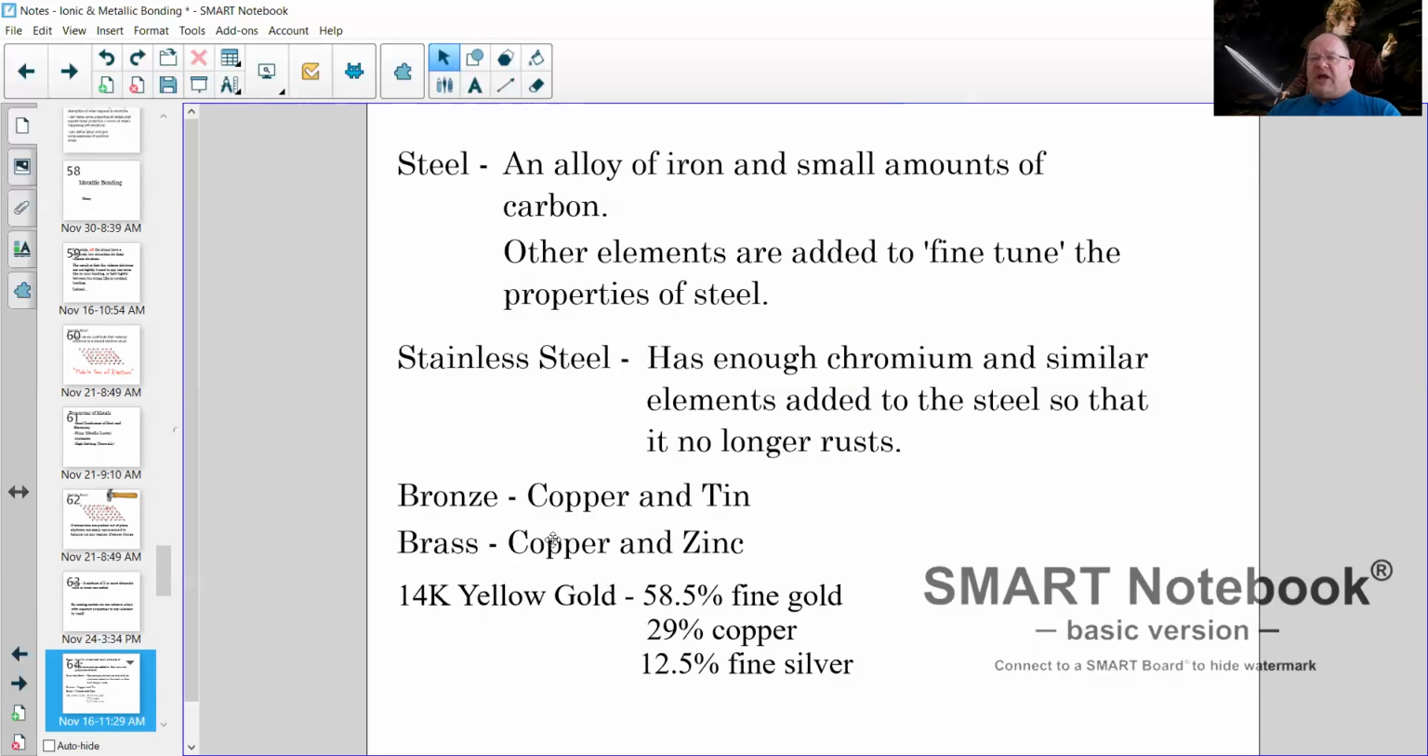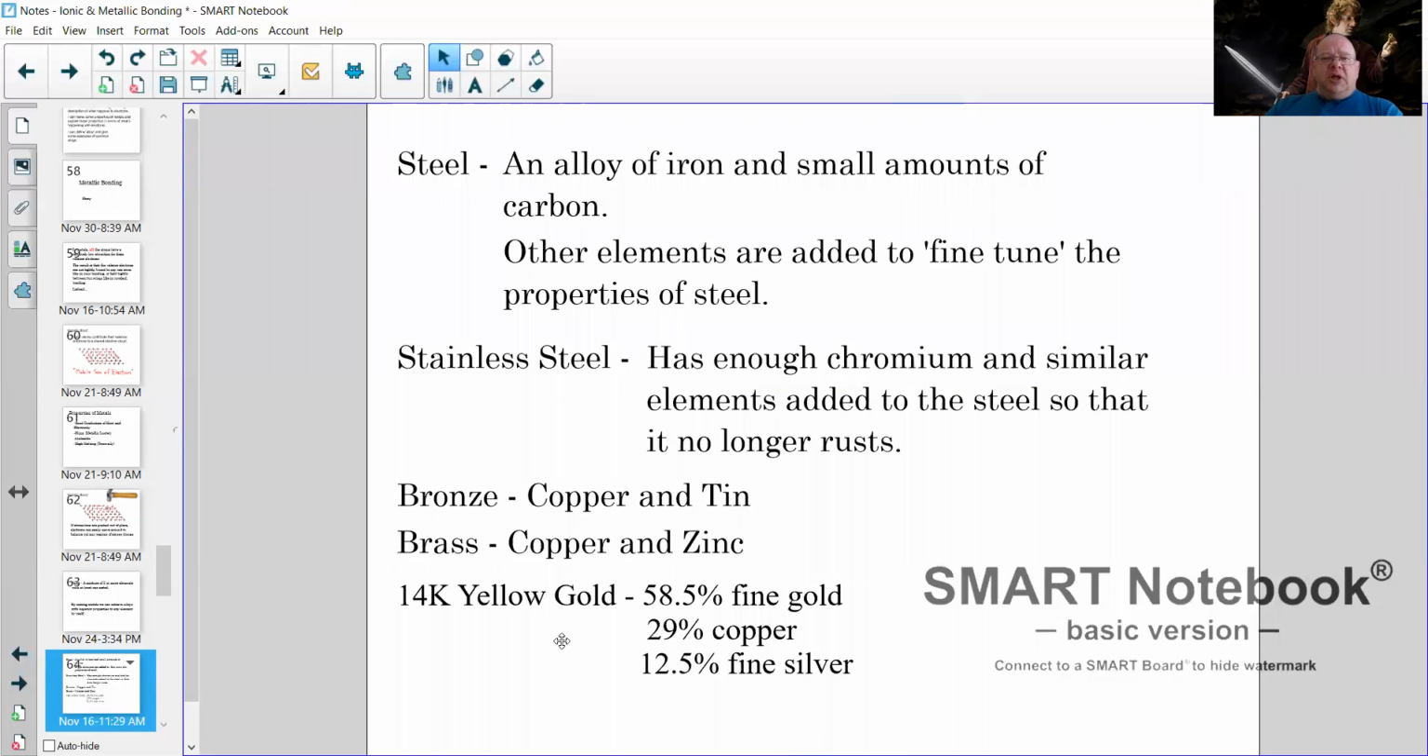Brass is an alloy of copper and zinc. We see brass fittings on a lot of plumbing fixtures, gas fixtures, things like that. And then I have the example of 14 karat gold here, which is actually the mix for 14 karat gold: 58.5% gold, 29% copper, and 12.5% silver. Okay, those are some alloys that you are probably familiar with.